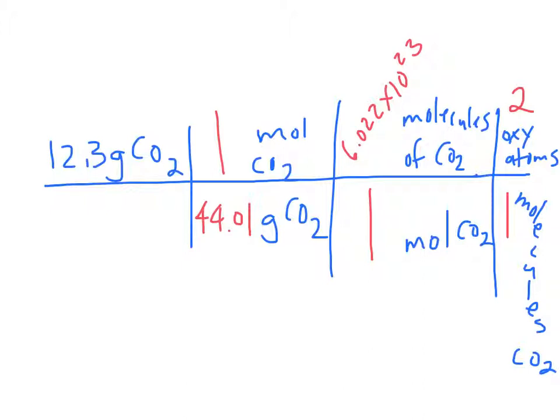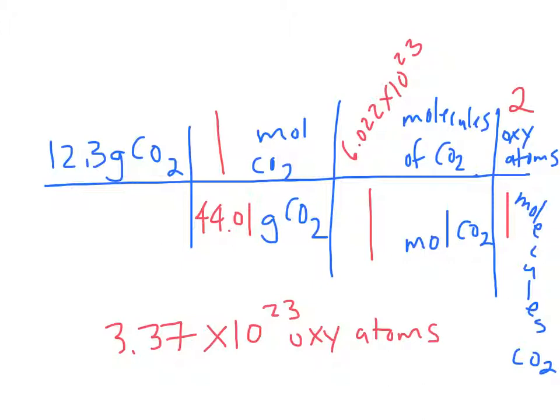And if you calculate this all out, I got 3.37 times 10 to the 23rd oxygen atoms as my final answer, with the right number of sig figs. Our given here has 3 sig figs, and you'll notice I rounded this answer to 3 sig figs as well.